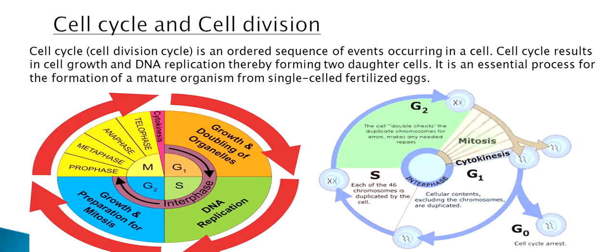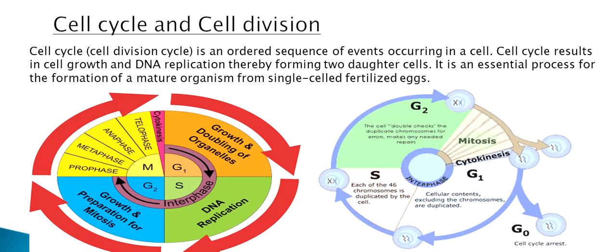In this video, we will understand about cell cycle and cell division. Cell cycle or cell division cycle is an ordered sequence of events occurring in a cell. Cell cycle results in cell growth and DNA replication, thereby forming two daughter cells. It is an essential process for the formation of a mature organism from single-celled fertilized eggs.